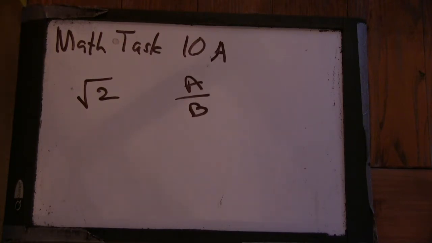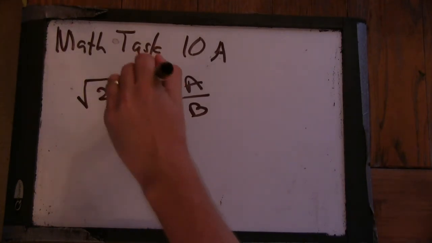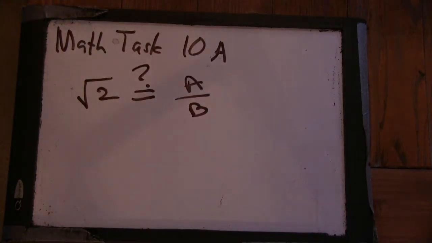And now the question is, is the square root of 2 a rational number? Can we write it in the form a over b, where a and b are integers? So that's what we're going to talk about today, and I'm going to show you 3 different proofs of this. Okay? Cool.